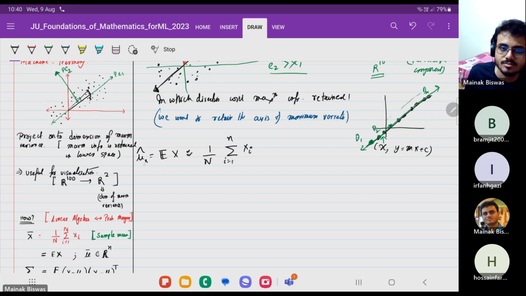Correct? And tell me, what is the mean of the data points? This is the mean, yes or no? Yes. Okay. What is the variance of the data points? What is the covariance matrix?